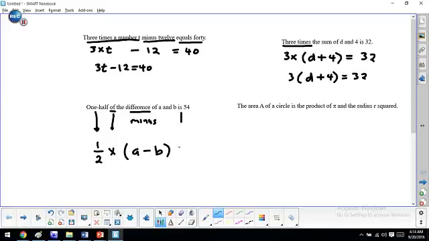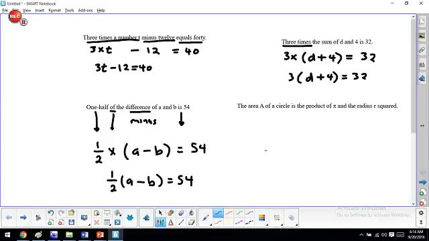Is, remember, means equal, 54. So it should look like this: 1/2 times the quantity a minus b equals 54. That was a little difficult one, but if you got it, awesome.